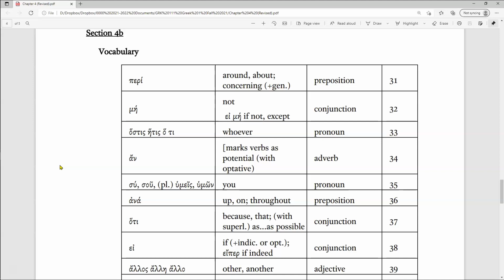Okay, now here we have a great word, because what is it? It's a relative pronoun plus the indefinite pronoun tis. Hostis, hetis, ho ti, houtinos, hetinos, hotinos. Like, it's just 2 Greek words jammed together, and it means whoever.